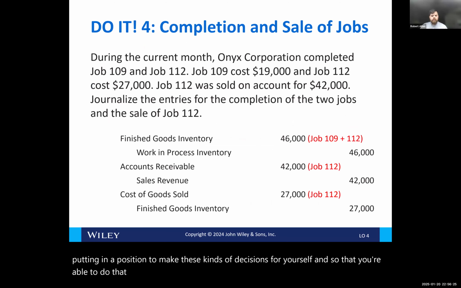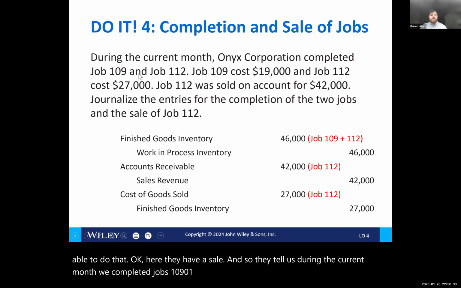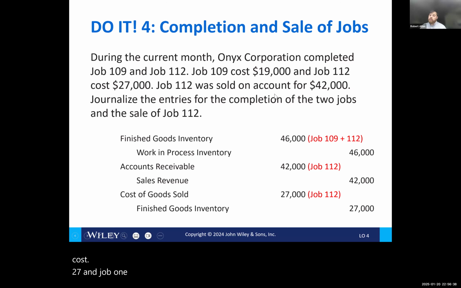Okay. Here they have a sale. And so they tell us during the current month, we completed jobs 109 and 112. Job 109 had a cost of 19. Job 112 had a cost of 27. And job 112 was sold on account for 42.